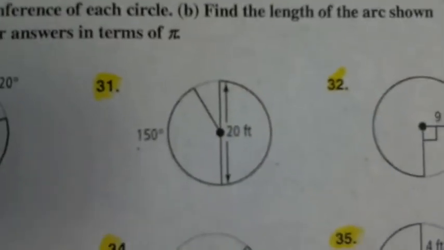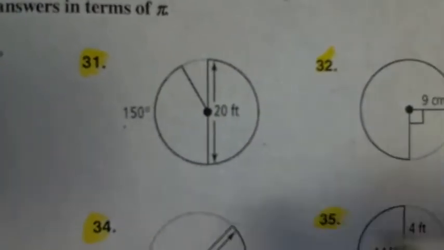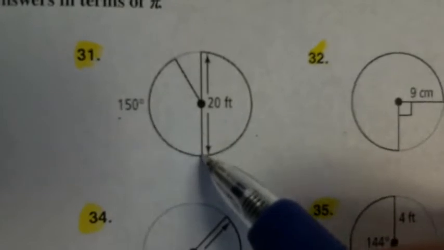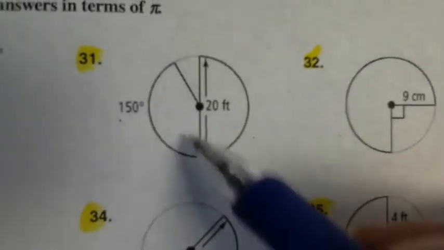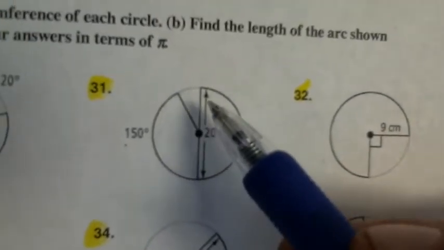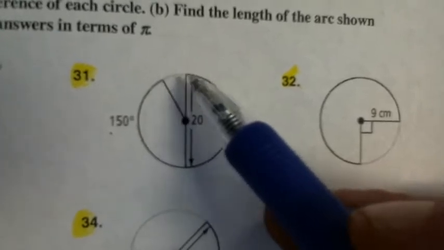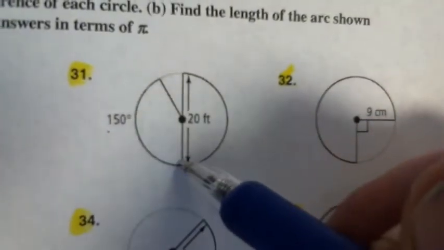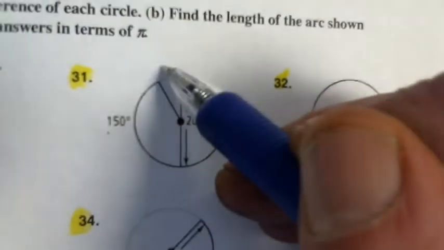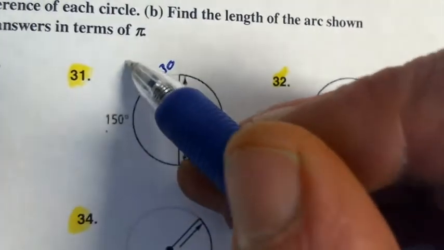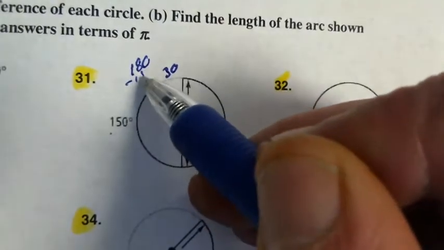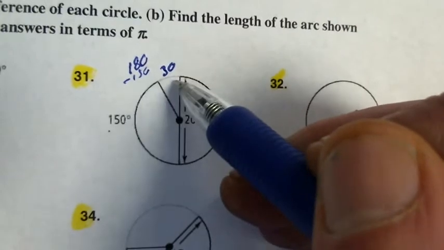Number 31. Our radius will be 10. And we're not doing 150. We have this part here left over. So if this is 150, half is 180. So 180 minus 150 gets us 30.